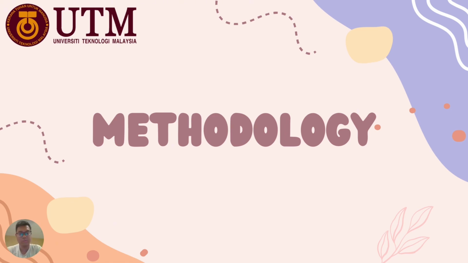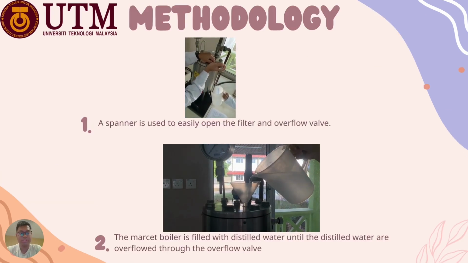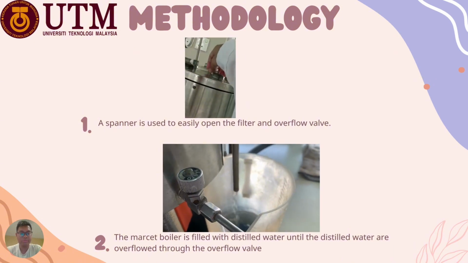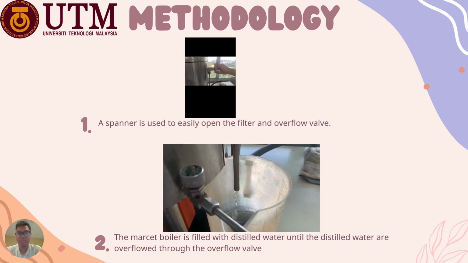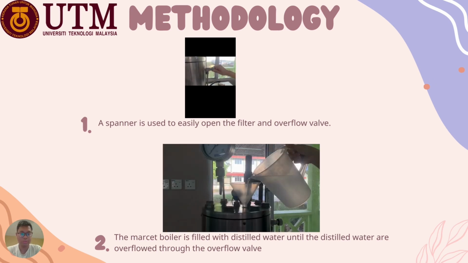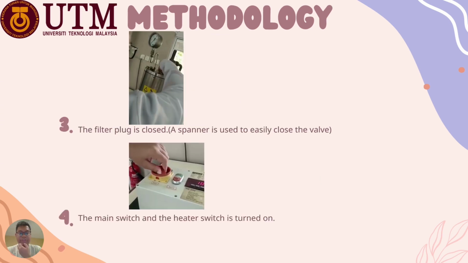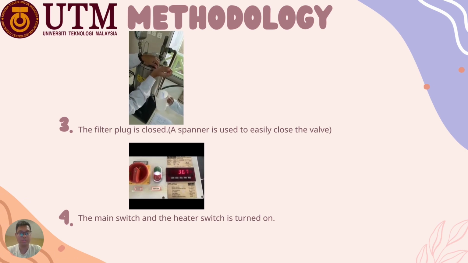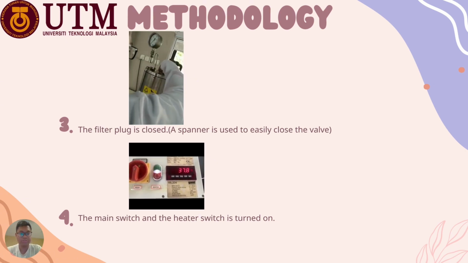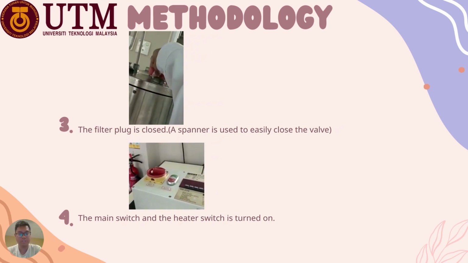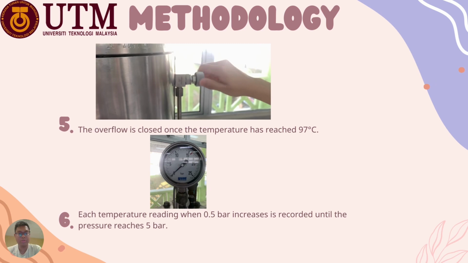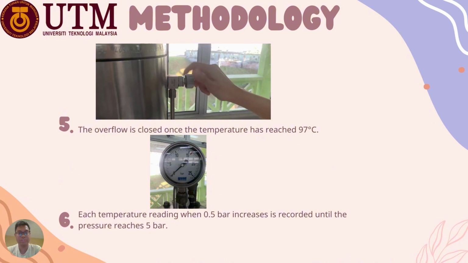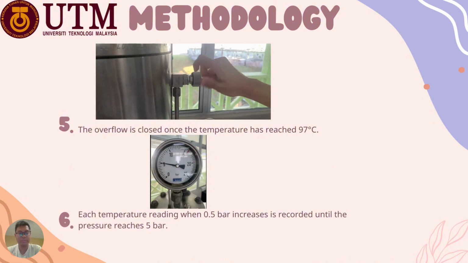Next will be the methodology. For the first step, a spanner is used to open the filler plug and the overflow valve. Then the Marcet boiler is filled with distilled water until the distilled water overflows through the overflow valve. The next step is the filler plug is closed. A spanner is used to easily close the valve. Next, the main switch and the heater switch are turned on. The fifth step is the overflow valve is closed once the temperature has reached 97 degrees Celsius.